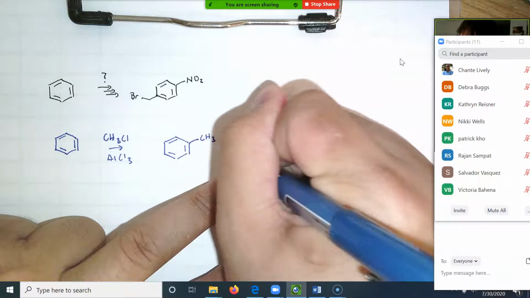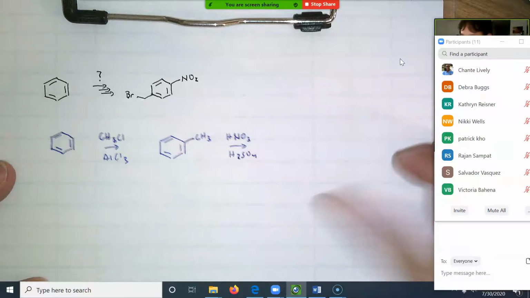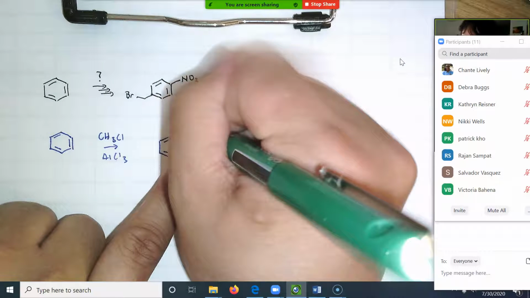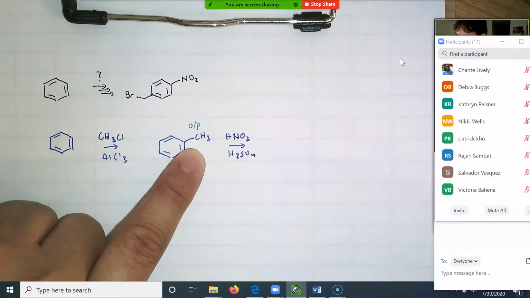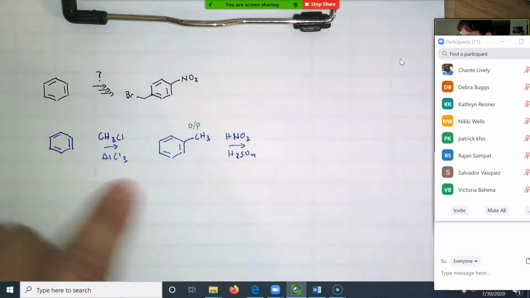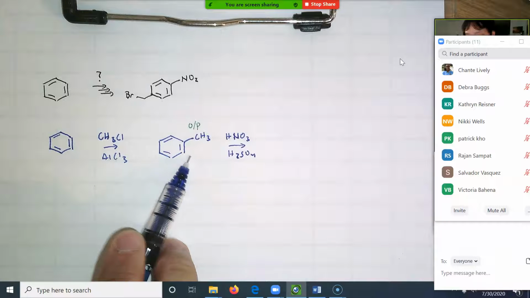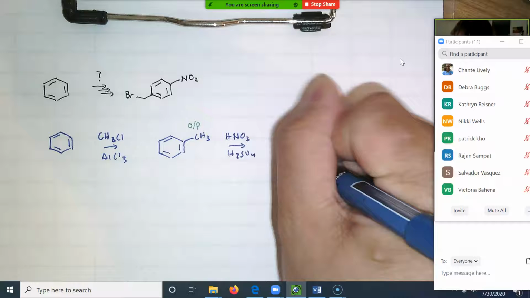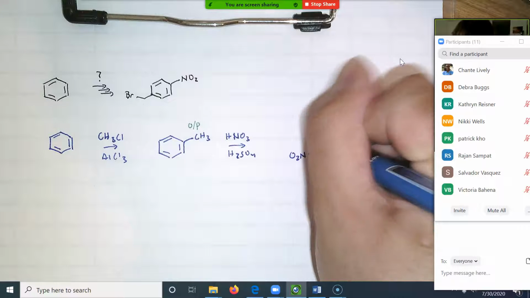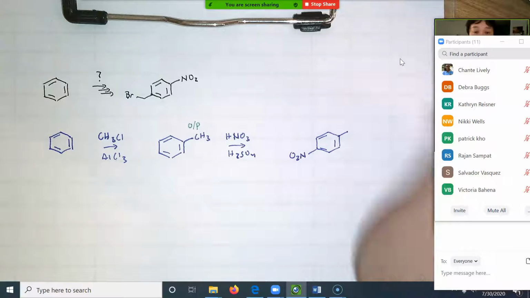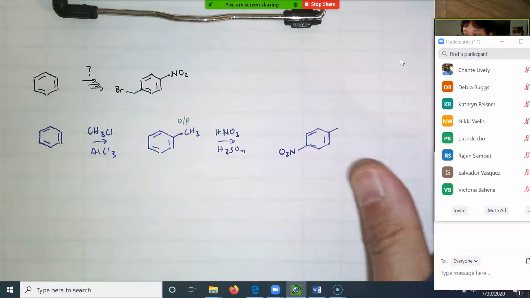H2SO4. So here's another point about synthesis. You know that this is ortho-para directing. You don't have to draw both in synthesis. You just draw the one that you want. I could put the nitro group in the ortho position if I want, or the para position. But I want the para position because that's my target. Don't draw both is my main point. You've seen that before.